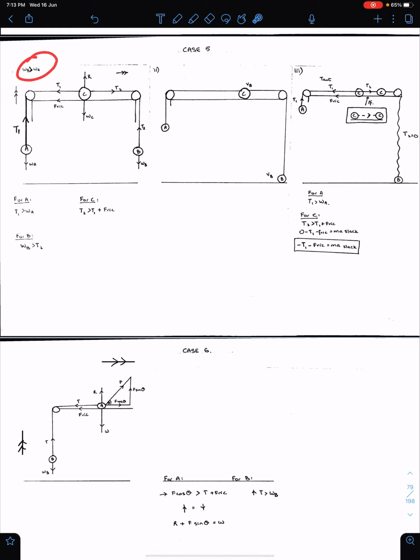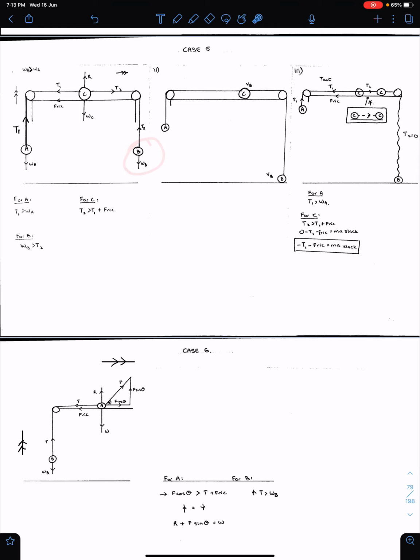Since weight of B is greater than weight of A, meaning B is heavier than A, when you release the system from rest, B will move in this direction, A will move in this direction, and C will move in this direction. Number 1, consider the motion of A. Since A is moving in this direction, therefore tension T1. Well, this is one string and this is the other string. So we have 2 strings. So in this string tension is T1, in this string tension is T2. So T1 is greater than weight of A because A is moving vertically upward.